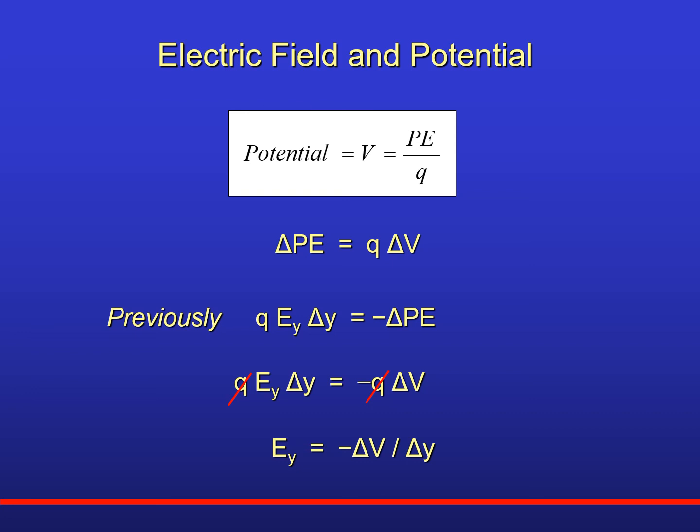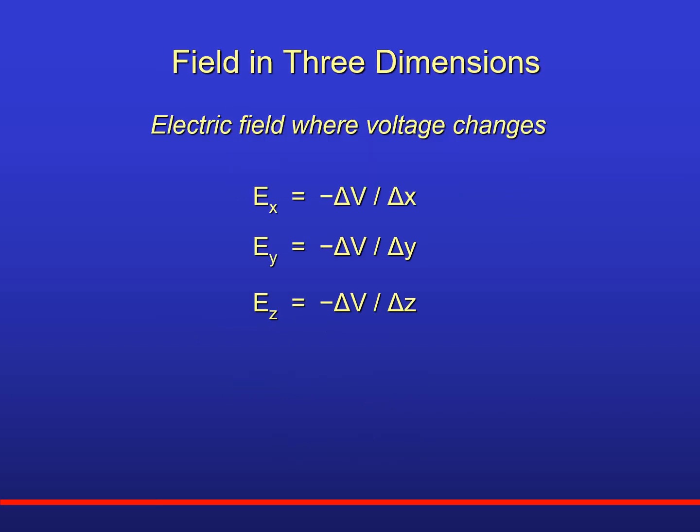In other words, there is a component of the electric field in the y direction because the voltage changes in the y direction. The negative sign means that the field points in the downward direction, in the direction of decreasing potential. Now, this derivation was done assuming the charge moved in the y direction. You could equally well do the same derivation and call it x or y or z.